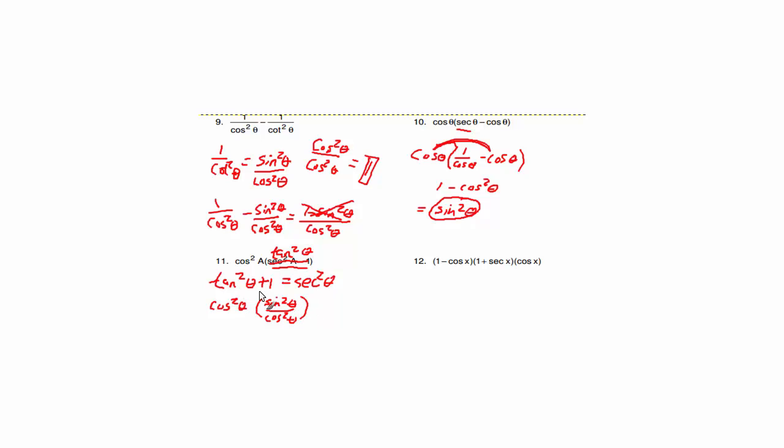And then when I multiply this by this, these right here end up canceling each other. So all I have left is sine squared theta, and that will be your answer.